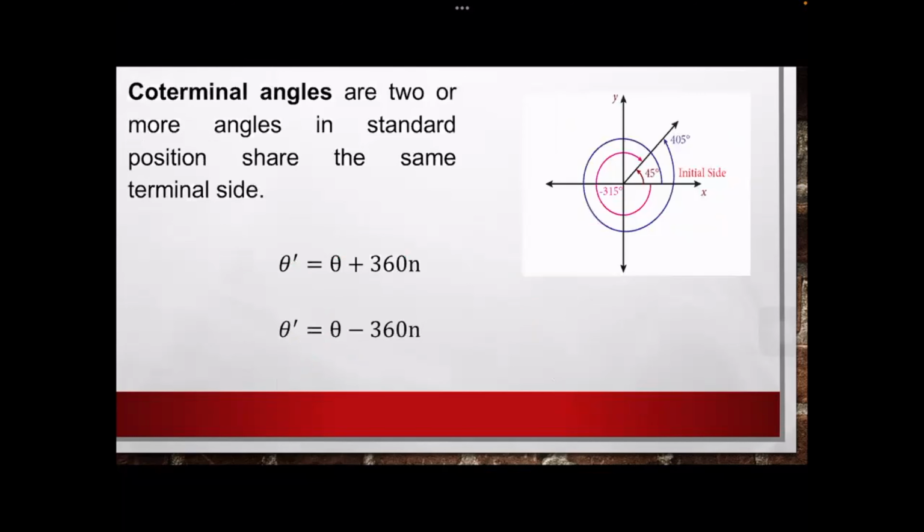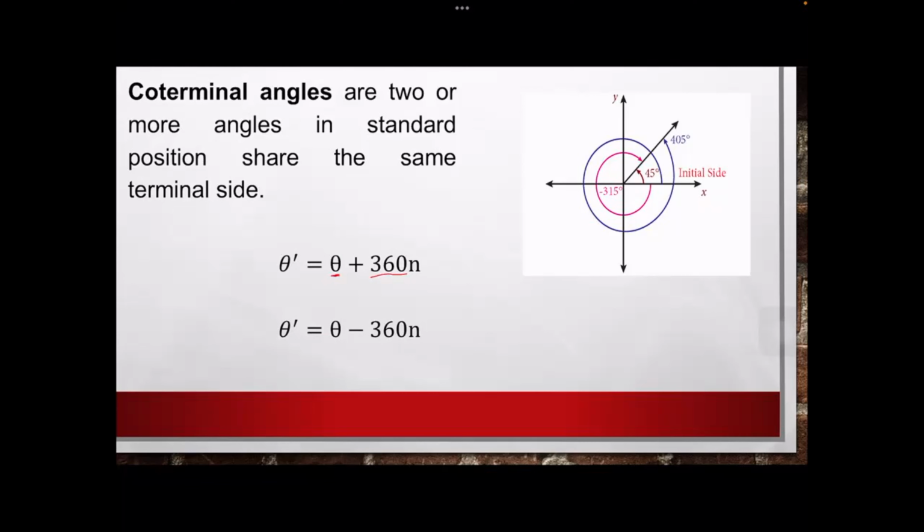Okay. So, let's have the coterminal angles. Coterminal angles are two or more angles in standard position that share the same terminal side. Ito na yung sinasabi ko kanina, sa bus, sa jeep, napakaraming jeep, pero bumabalik sila doon sa isang terminal lang para magsakay ng mga pasahero. Kapag positive, the angle is equal to the given theta plus 360 degrees.